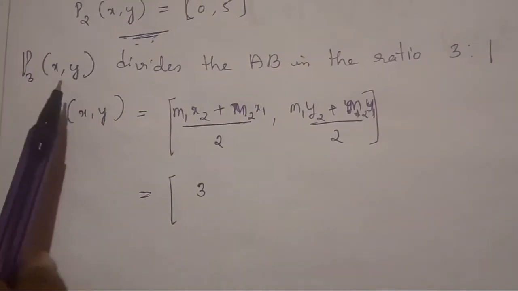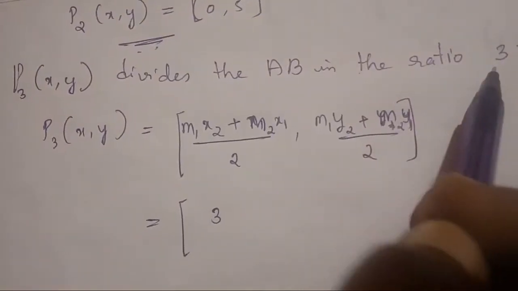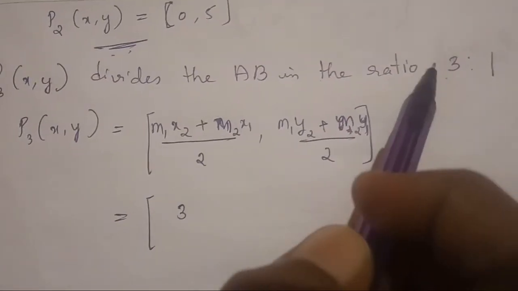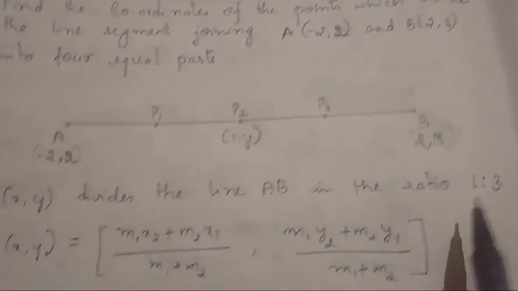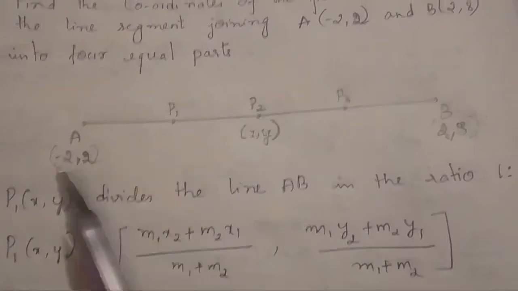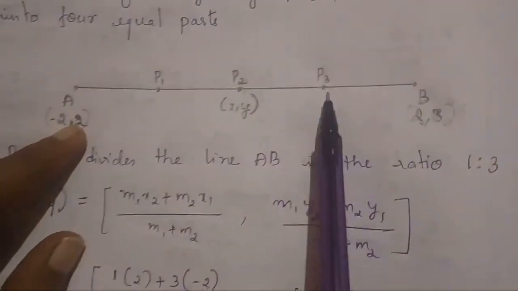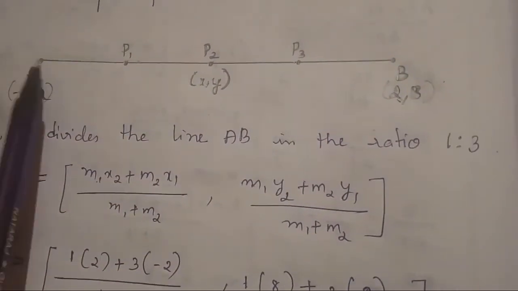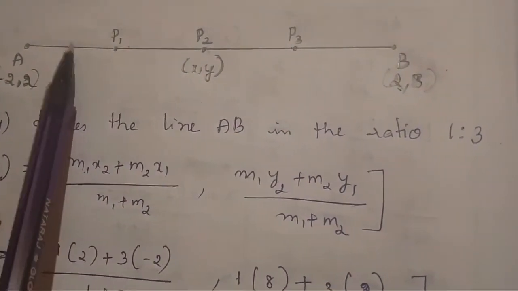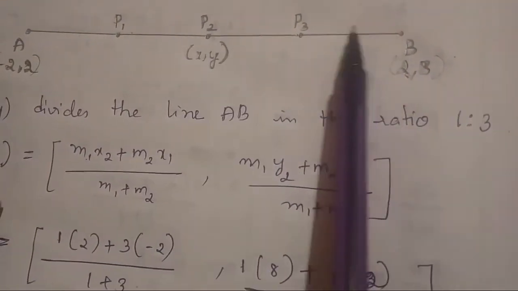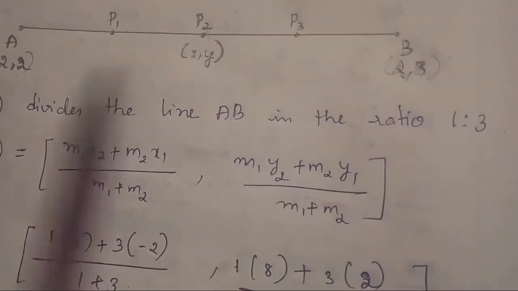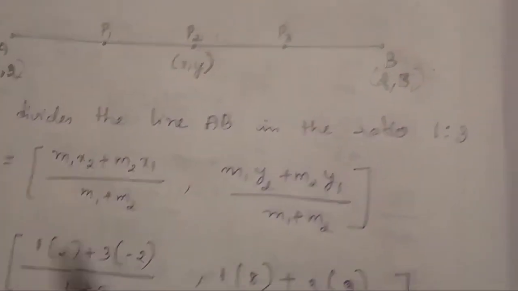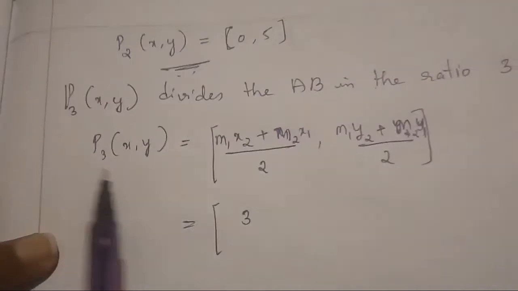Now I consider the point P3 of x comma y divides AB in the ratio 3:1. That is, in this line segment, I consider AP3 will be three sections, that is 1, 2, 3, and P3 to PB will be one section. That is, I have taken the 3:1 ratio. Now consider the section formula.